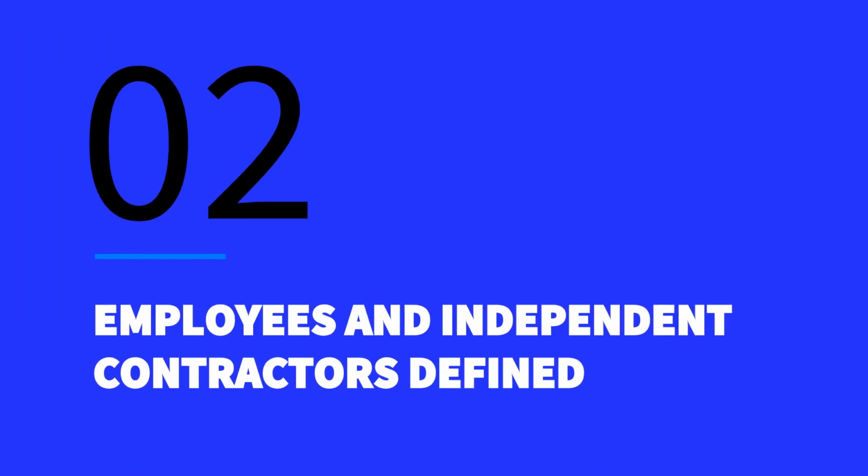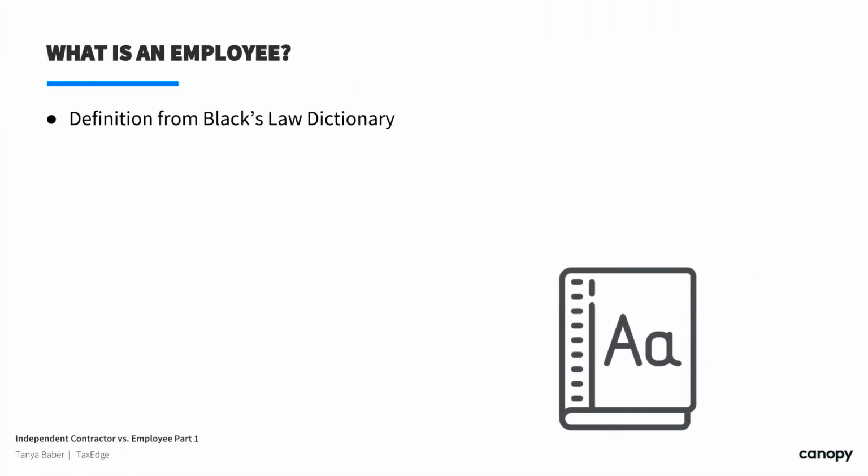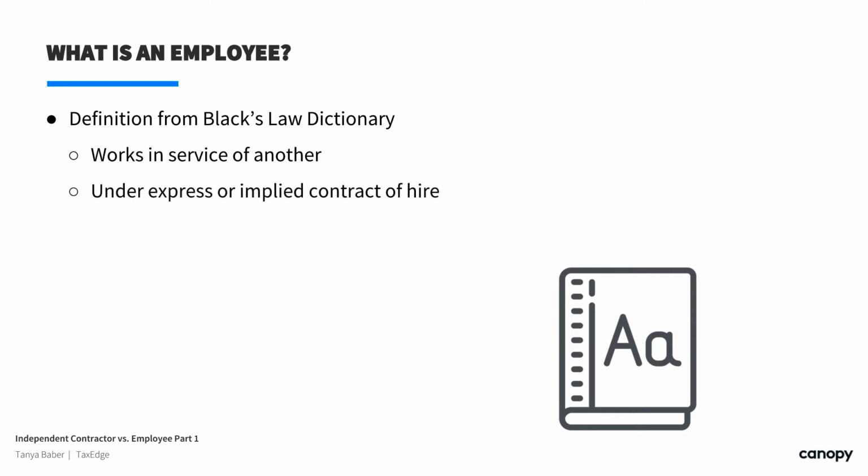So we're going to start out with an employee. Now, some of these you may say, oh, that's common sense. That's easy. But we'll just start out with the simple definition from Black's Law Dictionary. They basically say an employee is a person who works in the service of another person under an express or implied contract of hire, under which the employer has the right to control the details of work performance.